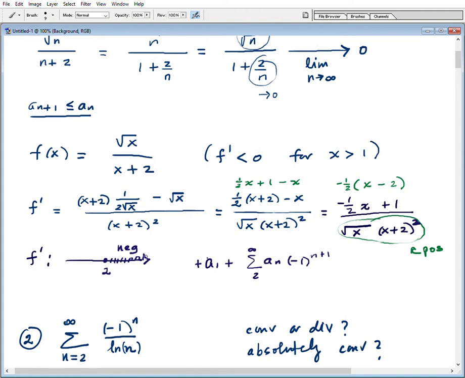As long as the tail end is negative. It can even start at 100. It doesn't matter, as long as the first 100 terms are finite numbers, then this can even start at 100. It's no problem.